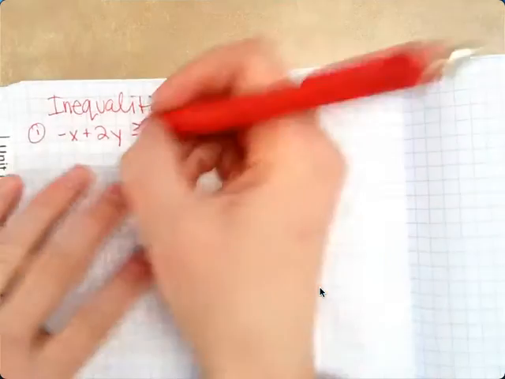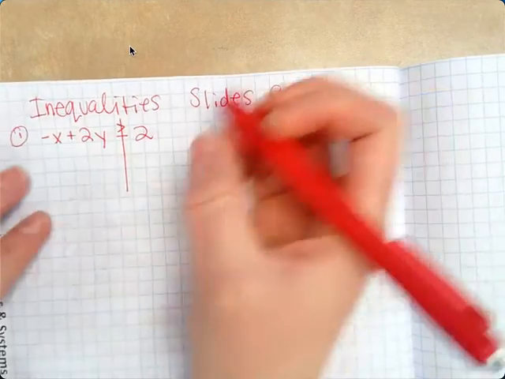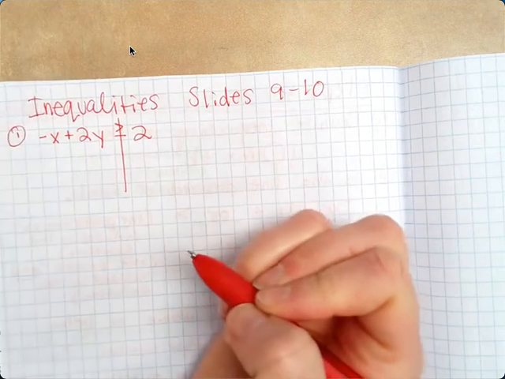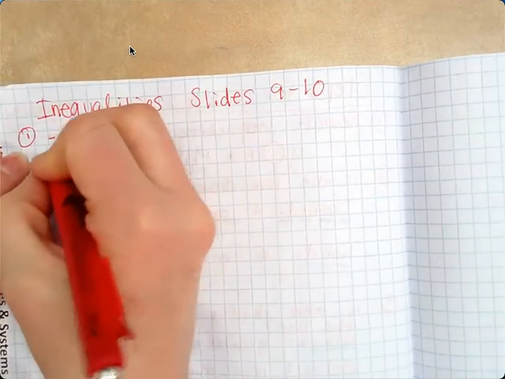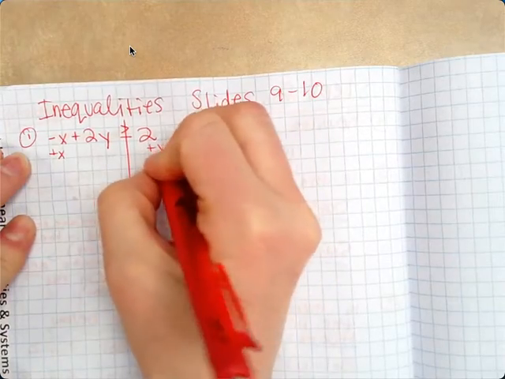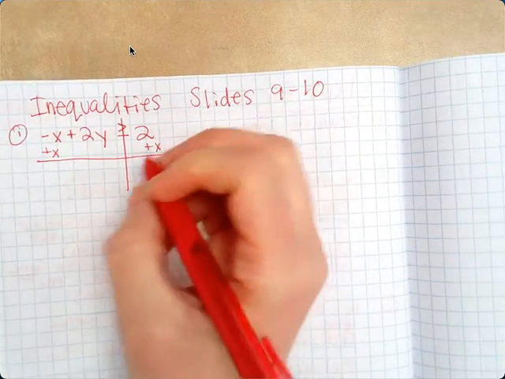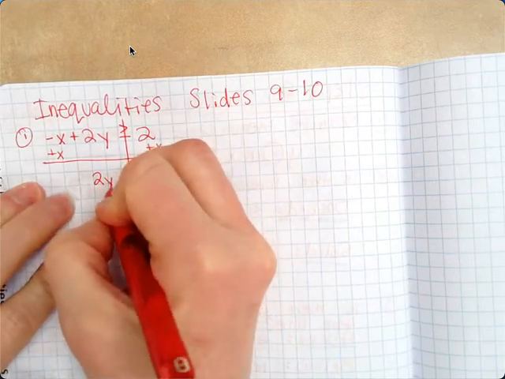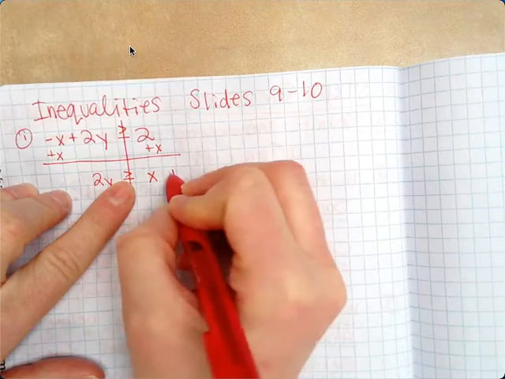So we need to solve it. So we are going to solve it just like we do when we're solving equations. Draw your line down the inequality sign. We're going to move x's around. So I'm going to do plus x. And I want it in the form mx plus b. So this is 2y greater than or equal to, I'm going to do the x first, x plus 2.